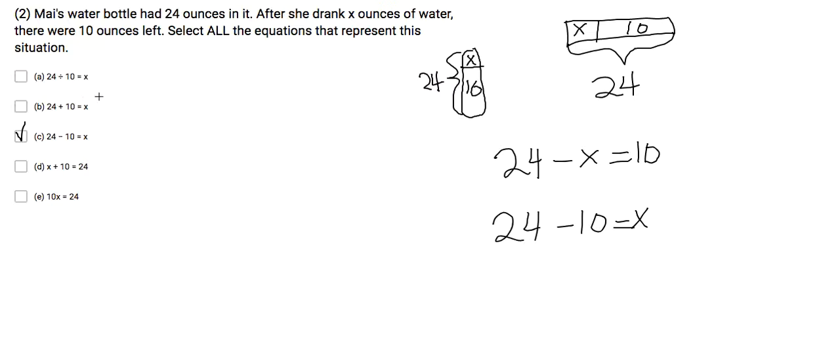If we're looking at B here, 24 plus 10 equals X. 24 plus 10 wouldn't equal X because 24 is what we're starting with. So both X and 10 have to be less than 24. So that one doesn't make sense, along with A, which we already said.